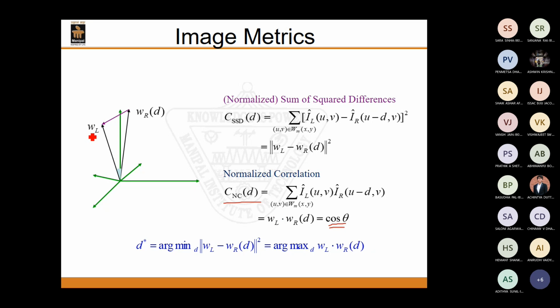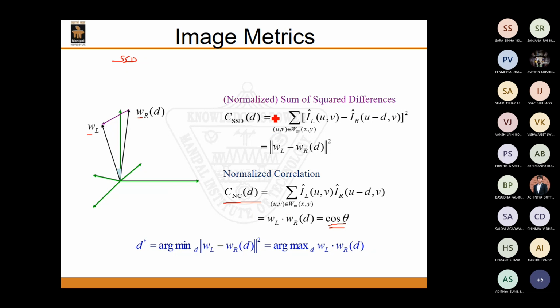So what we're doing is, instead of using the normal SSD method where you take different pixel intensity values and find out the sum of square difference, I can represent those windows as a vector. I'm transforming it into a vector, and I just calculate the angle between the two vectors. The lower the angle, the better the correlation, or the best results. Okay, so that is the normalized correlation metric.